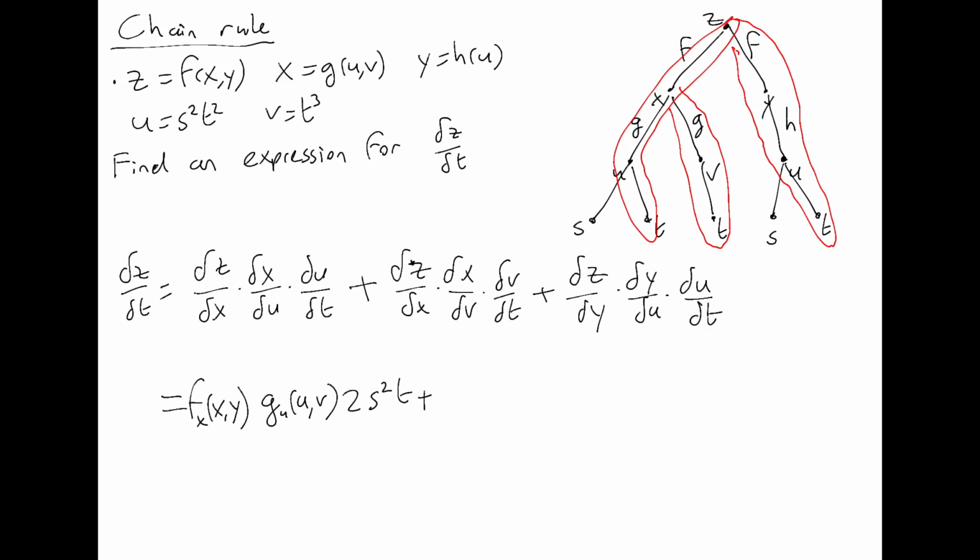Next one, dz/dx, we discussed that before, that's f sub x. Then dx/dv, that's given by the function g, so it's the derivative of g with respect to the v variable, so that's g sub v. And then dv/dt, that's also given explicitly, that's 3t squared.